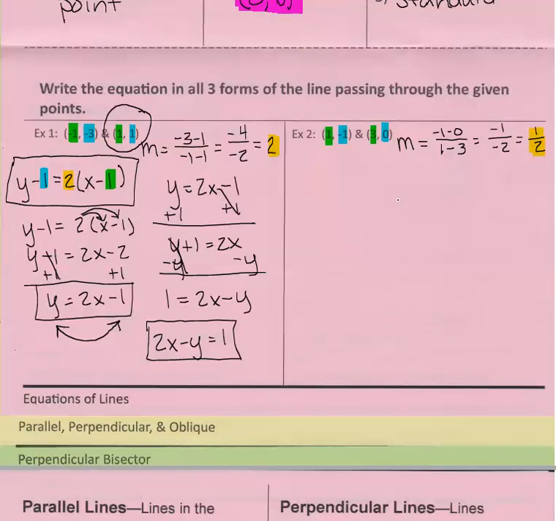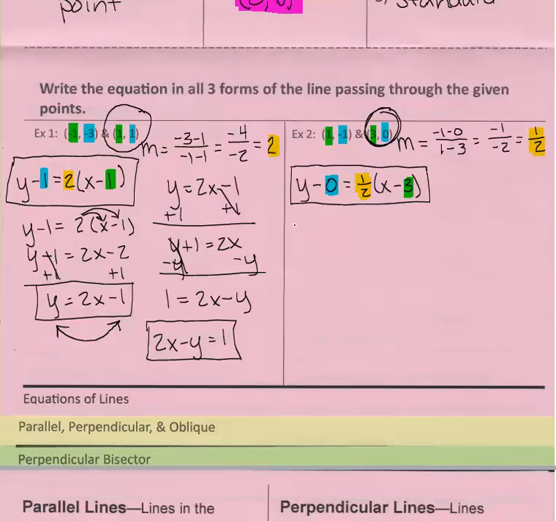Plug that into the point slope form. So y minus, and pick one. This first one has a negative in it, and like I said, negatives are harder, so this would be the easier one to deal with. Y minus y1, which is 0, is equal to our slope, which is 1/2, times x minus x1, which is 3. And this is my slope. This is my x. And this is my y. And that is my point slope form.